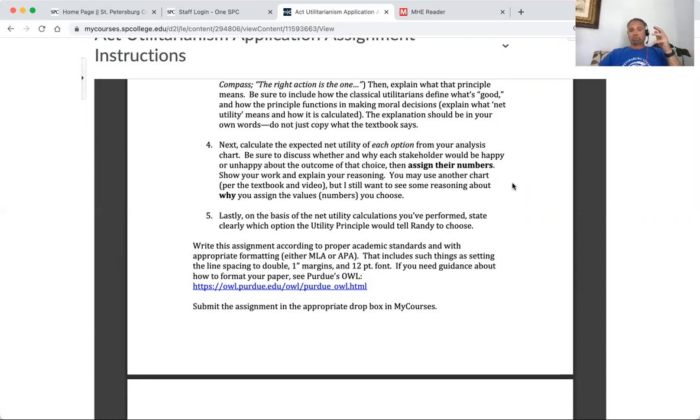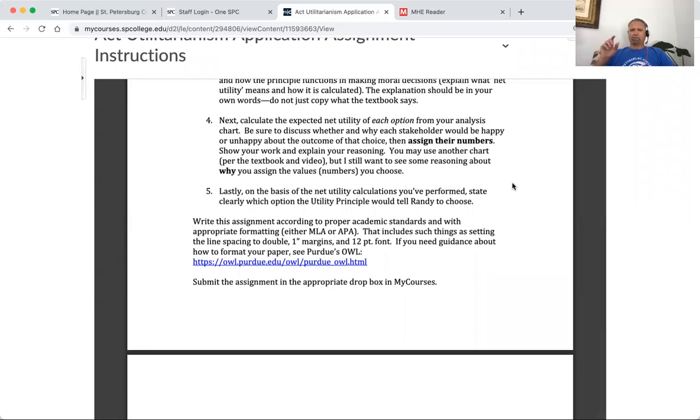So I would like you to go through and calculate the net utility for each of the options that you laid out, right? So make sure that you assign all of the stakeholders numbers in terms of whether they'd be happy or unhappy, and then do the math to show me what the net utility actually is. So add up the numbers and tell me here's the net utility. I would also like you to explain a little bit why you assign the numbers that you do to the individual stakeholders. So you might say, well, look, Randy would be unhappy about this because, and so I give him a, you know, a -2 or something like that. So explain kind of why you're putting the numbers in that you do.